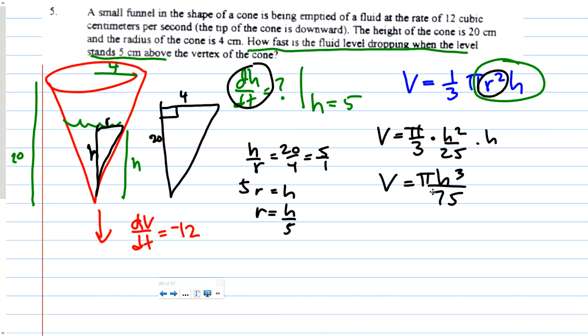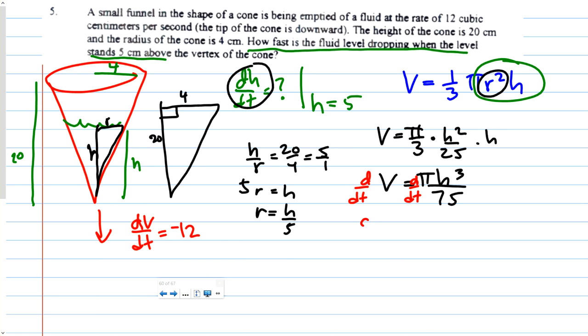over 75. Someone give me a check on that. Pi h cubed over 75. Right? So this is way better than that product rule. You guys good with that? So your rash is gone. What do I need to do next? Take the derivative of both sides. Do the d/dt of both sides.